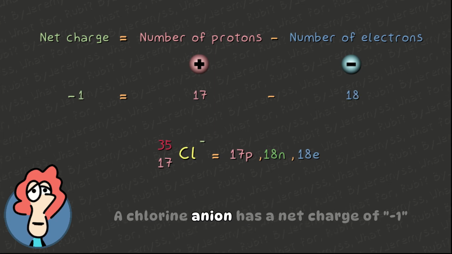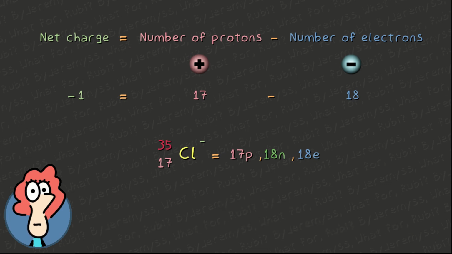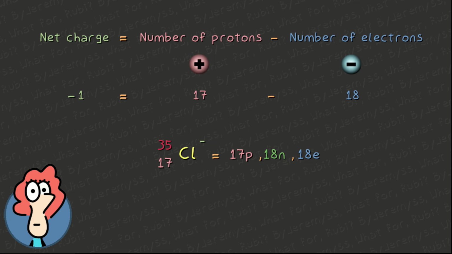A chlorine anion has a net charge of -1. This means this ion has 1 more electron than protons. In cases where the net charge is 1, we don't write the number 1. We only write the sign. Now, we know what net charge is.